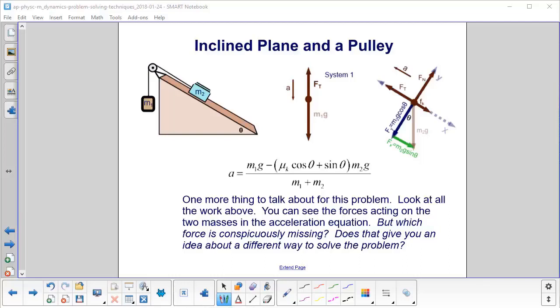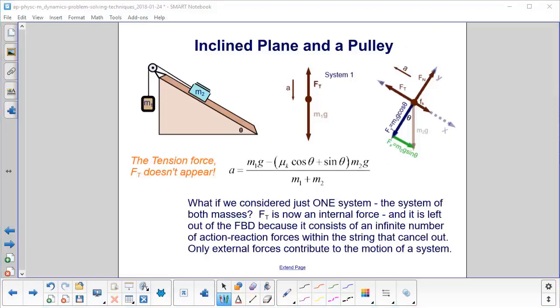One more thing to talk about for this problem. Look at all of the work above, okay? Our free body diagrams and our equation for the acceleration. You can see the forces acting on the two masses in the acceleration equation. But which force is conspicuously missing? Does that give you an idea about a different way to solve the problem?